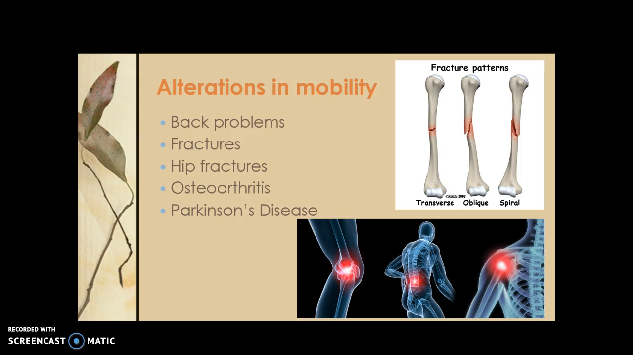So the alterations of mobility, like I said, the exemplars covered in class: back problems, fractures, and complications of fractures. Traction goes along with fractures. We're going to look specifically at hip fractures and both surgical repair of a hip fracture and a hip replacement. We're going to look at osteoarthritis as a disease process. And finally, we're going to look at Parkinson's disease.